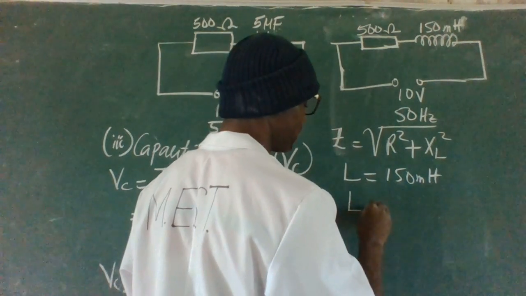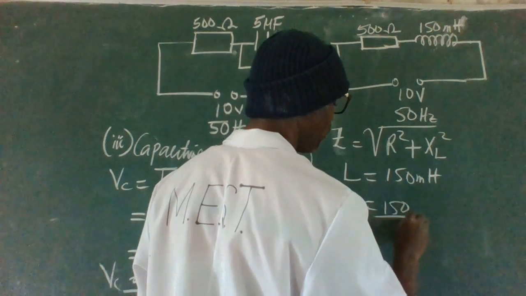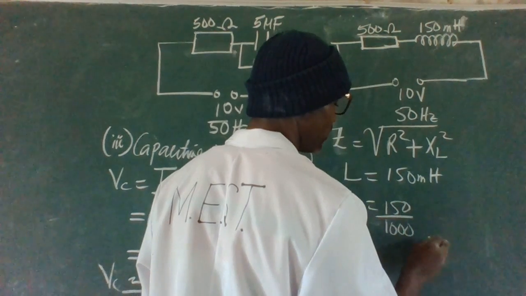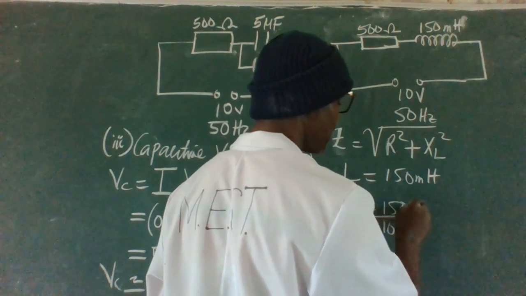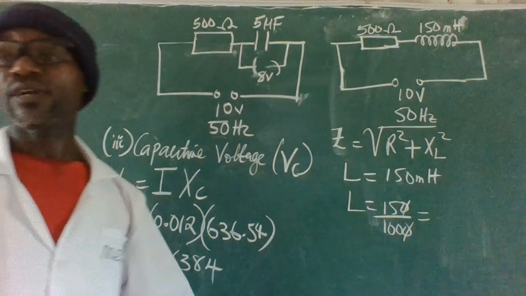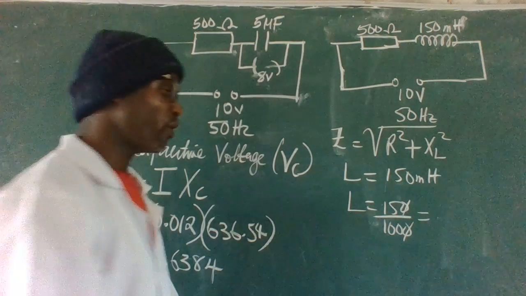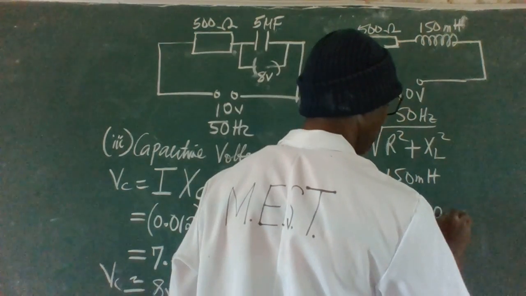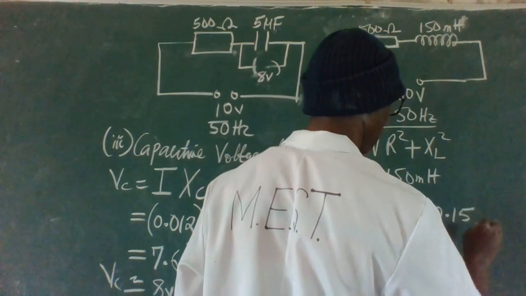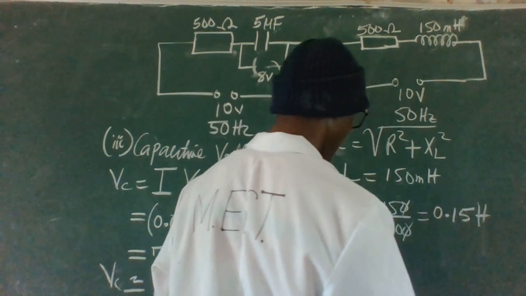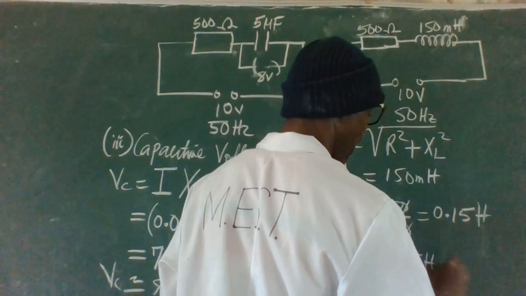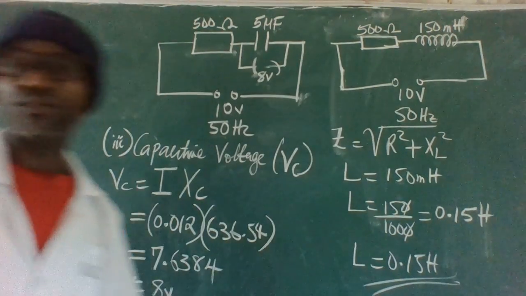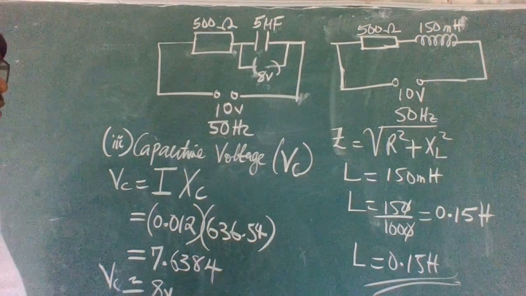So we need to convert 150 all over 1,000. Okay? We cancel out wisely, right? Yes, sir. Are you with me? So what will it give? 0.15 Henry, right? Now we have our new value, 0.15 Henry. Good. So with this, we have started.